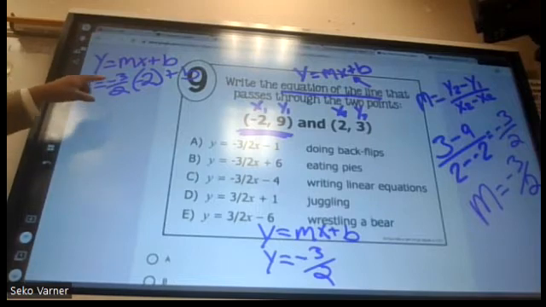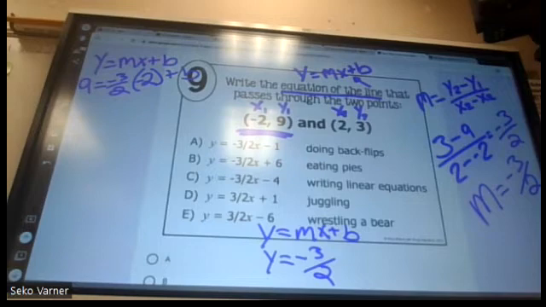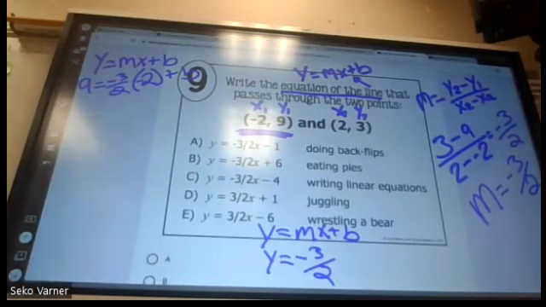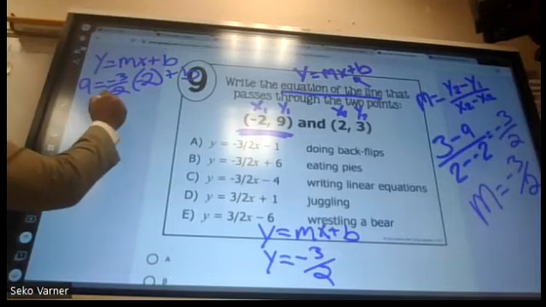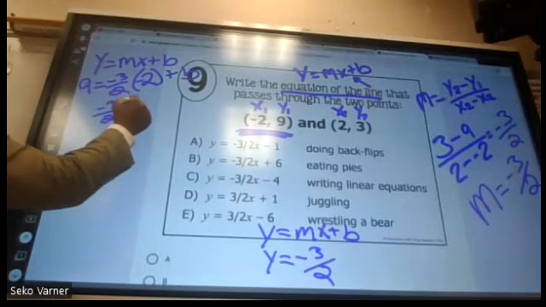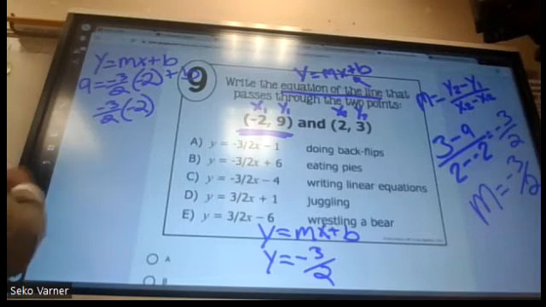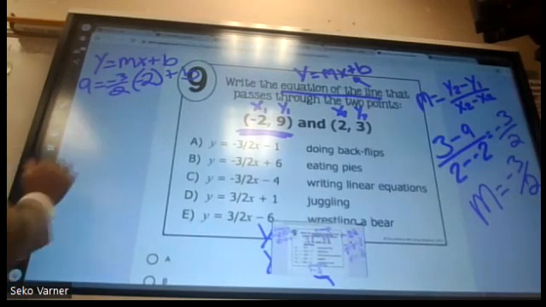Multiply -3 over 2 by -2. You can put it in decimals in the calculator using the parentheses, -3 over 2 times -2, and it'll do the same thing. So when you did -3 over 2 times -2, the answer was 3. All right, so the answer is 3.